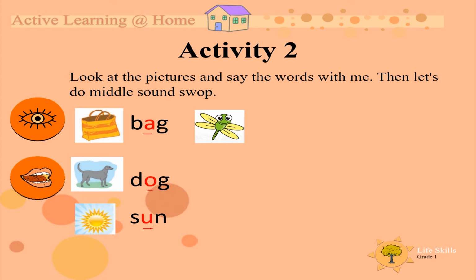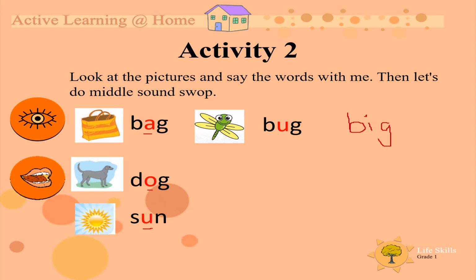We had bag. If we change the A, we will get bug. If you change it again to one of the other vowels, you can get the word big. I'm going to write the word for you. I'm going to change the vowel, the middle sound, and we're going to get the word big. So do you see I changed the vowel? I changed the A here to a U, and then I changed it to an I. So we got bag, bug, big.